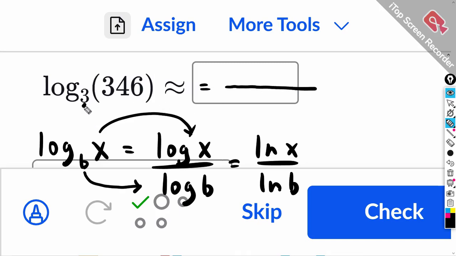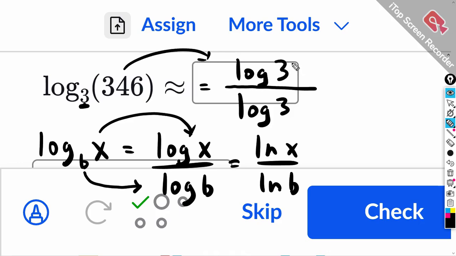So we said the base b goes on the bottom. So log of 3 is on the bottom, and the argument goes in the numerator. So log of 346 goes in the numerator. All right, so just remember: base on the bottom, argument on the top, and you can use either log or natural log as long as it matches top and bottom.